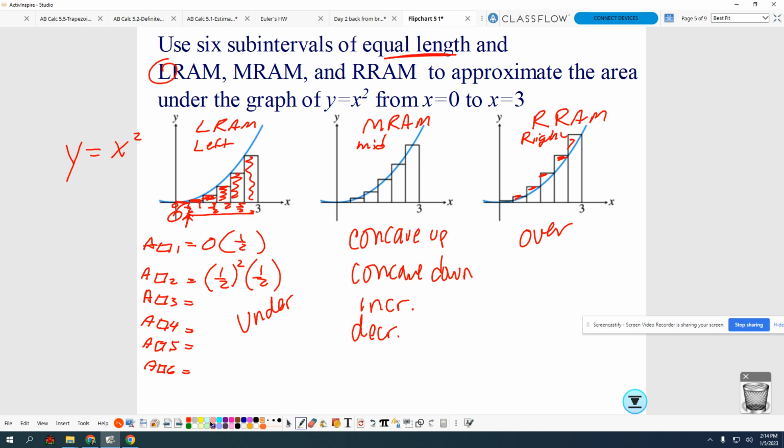Okay, let me see. He said, if your function is increasing like this, and you are chosen to do LRAM, so you're choosing the left side to represent your height, you're picking the sooner point, and it's all going up from there. It's going to be an under approximation because we chose this left end point, and it was rising from there. We're lowballing, we're getting an under approximation. So the reason for this one, it's an under approximation because it's increasing.